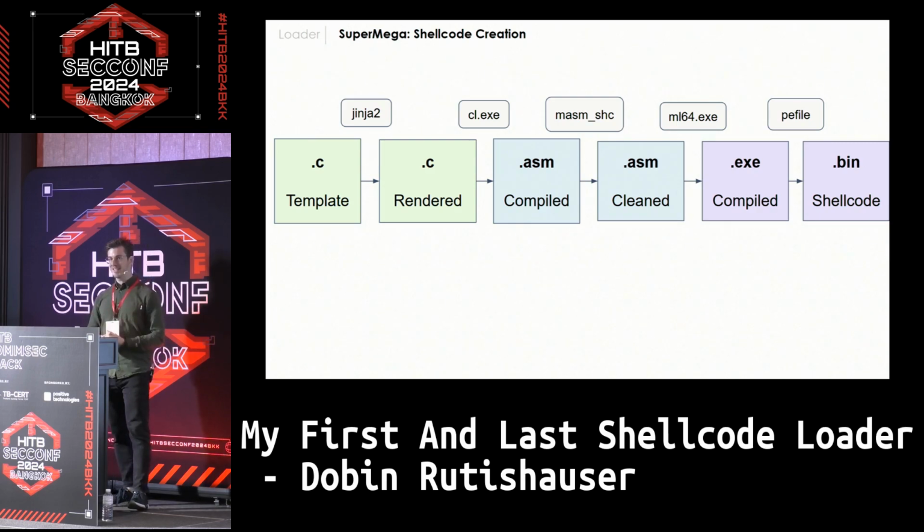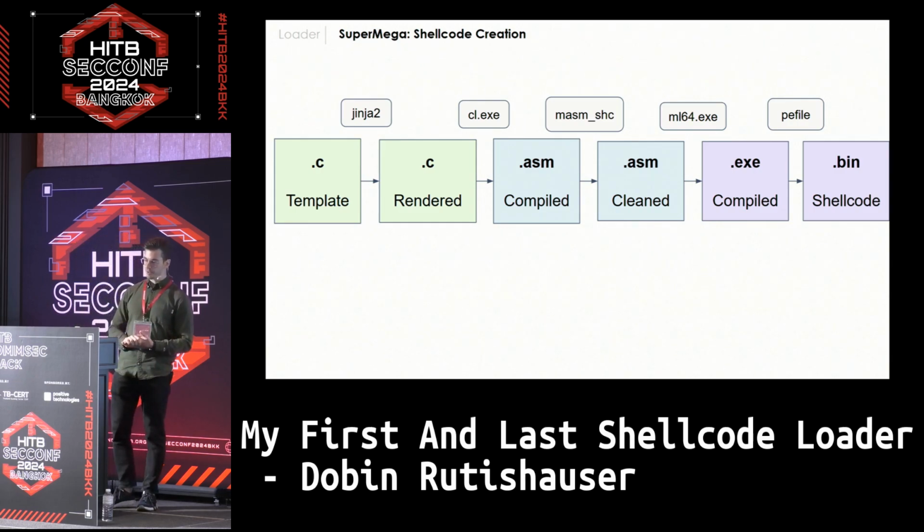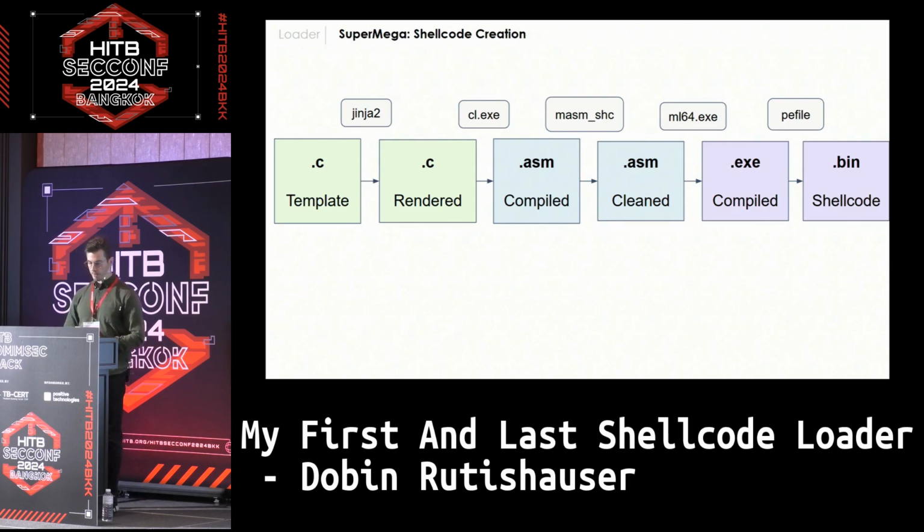So we have basically C templates in my loader where I write the loader and the loader components. I then render them with Jinja2. I then compile it with cl.exe into assembly text. Then I will clean up this assembly text. She also made a nice tool for this called masm_shc, so Microsoft Assembler to shellcode. Then the assembly code is cleaned up. Then I can compile the assembly code into an executable and just extract my loader from the code section in the executable, and it will be magically shellcode.